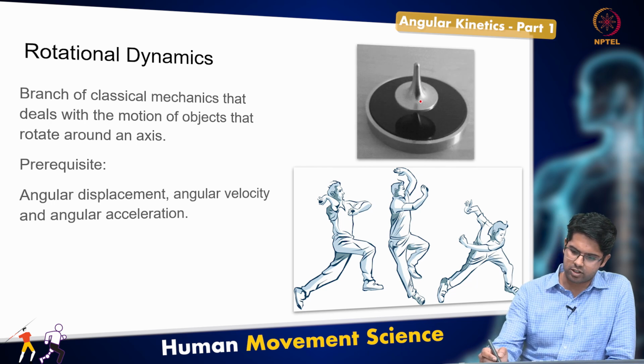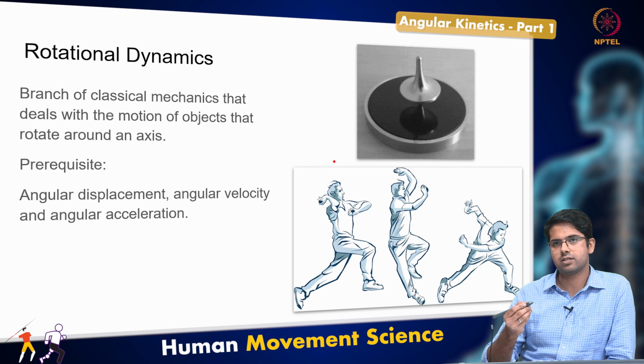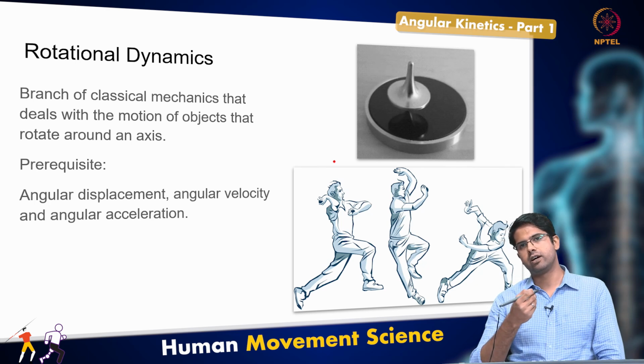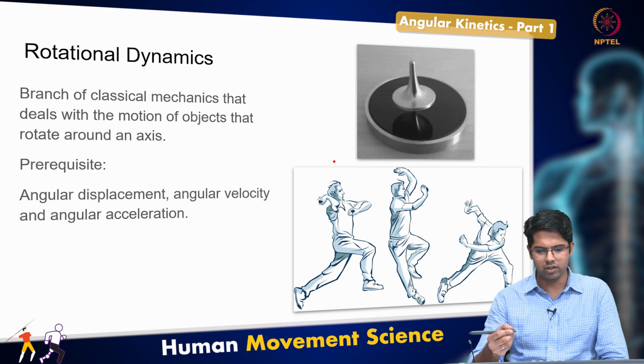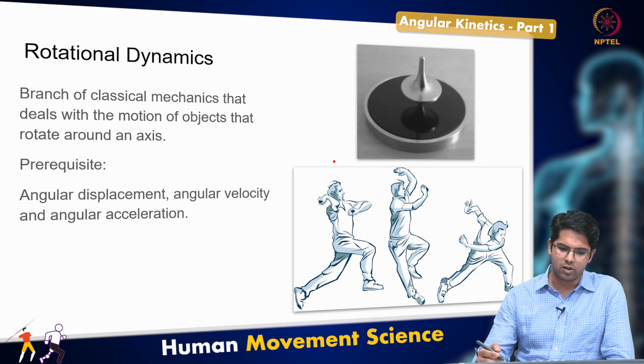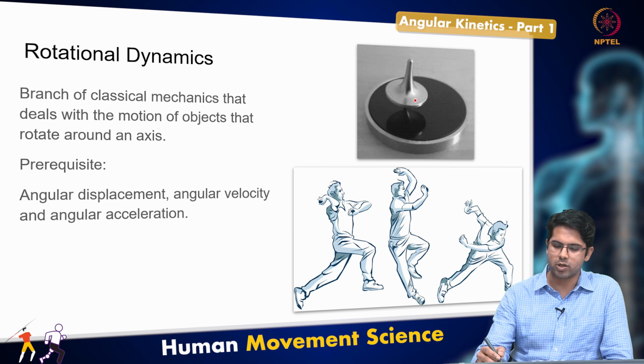Okay. So this top is rotating about its axis and then about another axis, right? So all of these rotational motions, the cause of this, as you remember, when we studied linear kinetics, we studied the cause of motion. Here again, we'll be studying the cause of rotational motion, right?